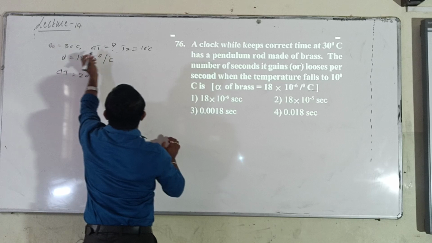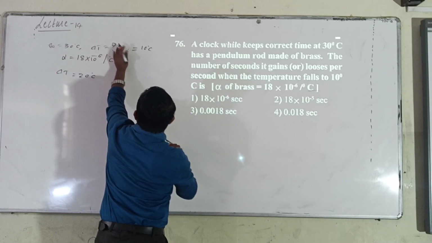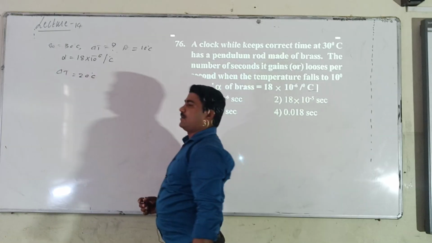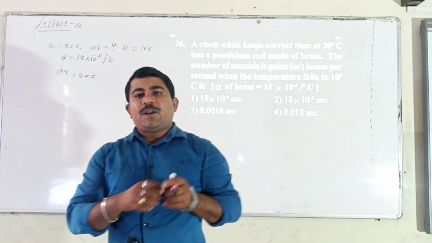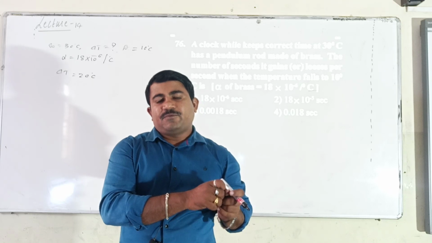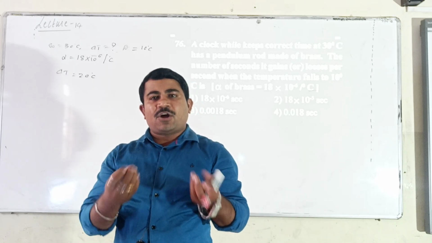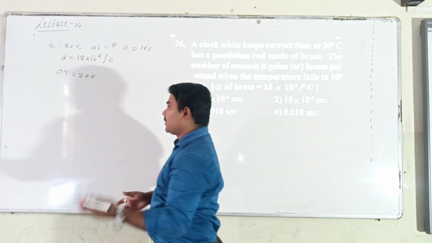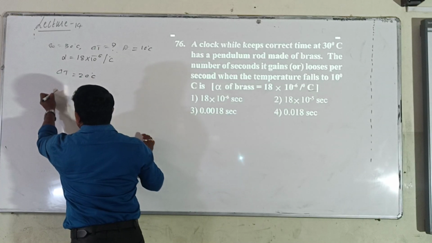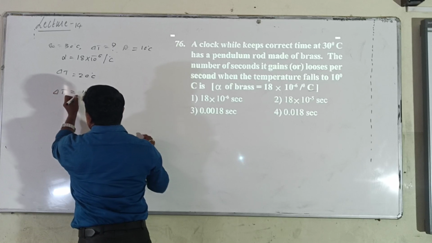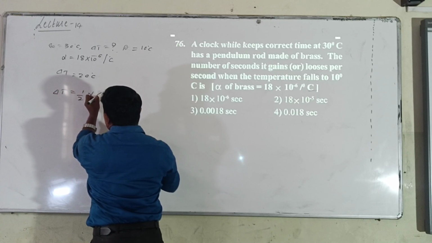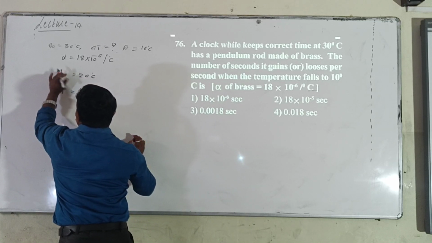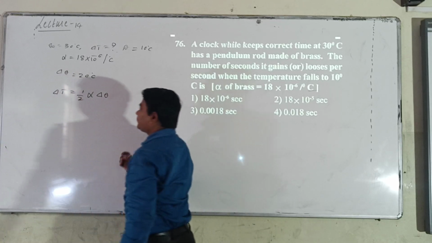Theta naught I will take, and this is nothing but theta, because here time is also available. To avoid the confusion, I will take theta here. The pendulum loss or gain of time per second, that formula we already obtained in the theory part. What about that formula? The loss of time or gain of time is equal to half alpha into delta theta. See here, this is the delta theta, greater minus smaller.